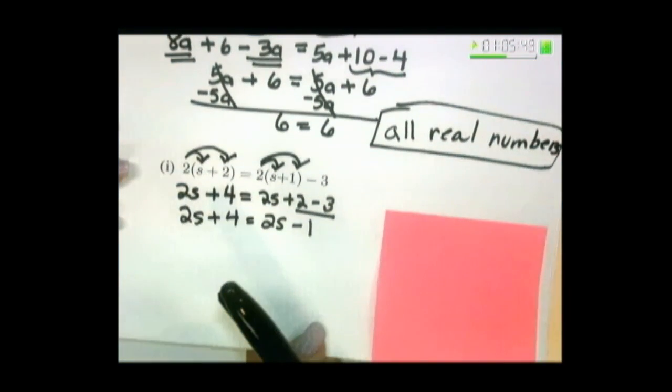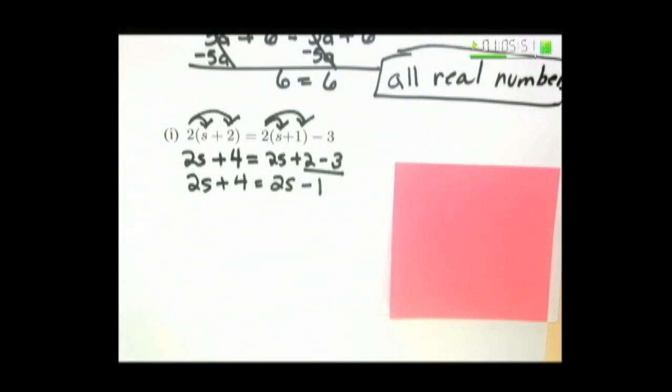So we have 2s plus 4 equals 2s minus 1. Yes. Oh, I'm sorry. Thank you for letting me know. Okay. So let's go back over it. I distributed first. Then I combine like terms on the same side of the equal sign.